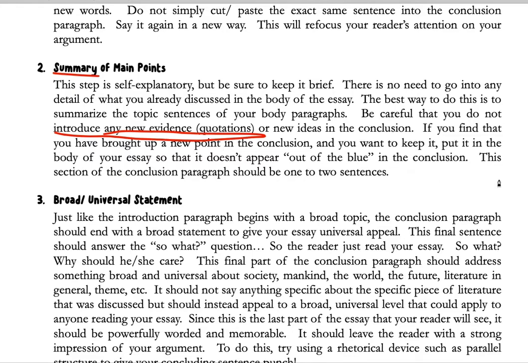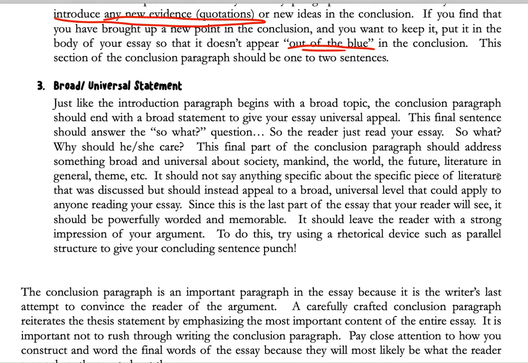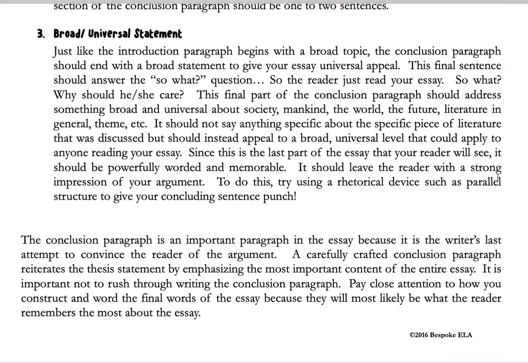If you find that you've brought up a new point and that you want to keep it, put it in the body of your essay so that it doesn't appear out of the blue in the conclusion. Just like you want to avoid having your quotations appear out of the blue in your body paragraphs, don't have anything out of the blue in the conclusion. This section of the conclusion paragraph should be 1 to 2 sentences. And then you have your broad or universal statement.